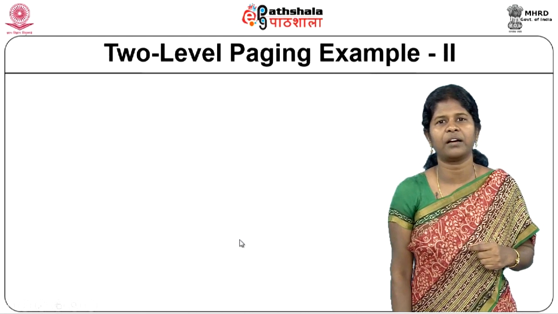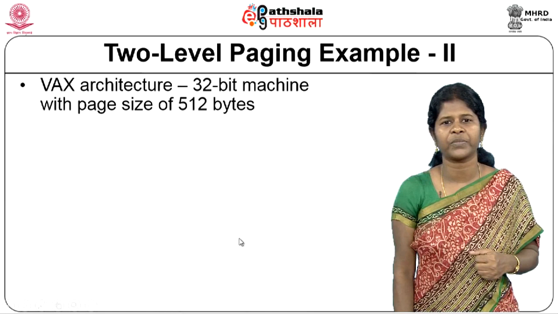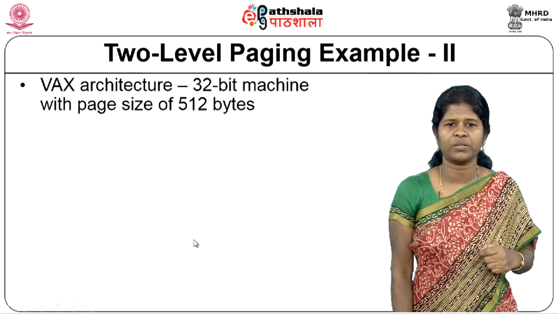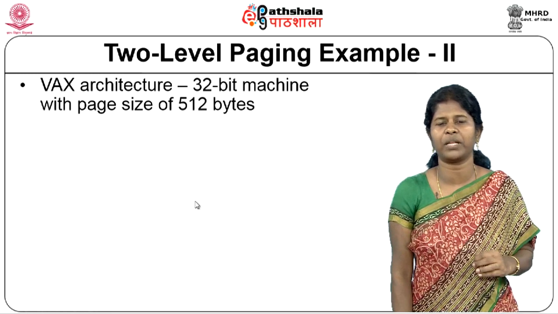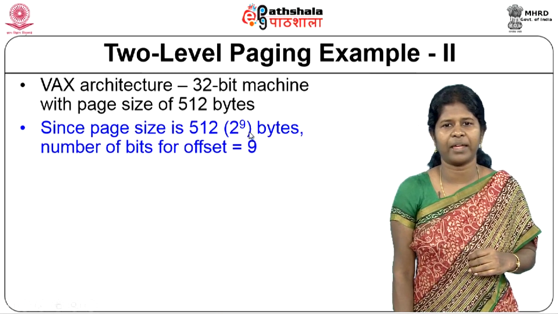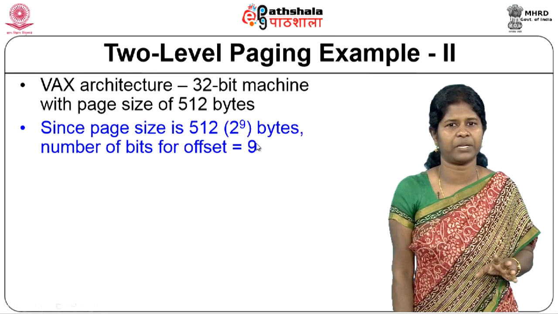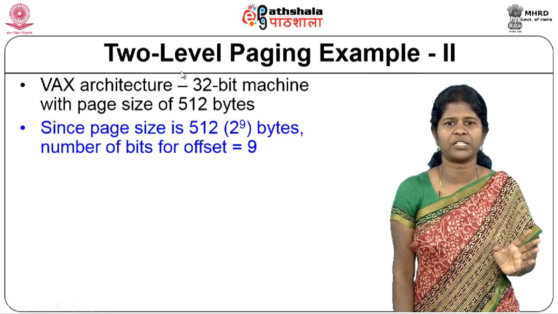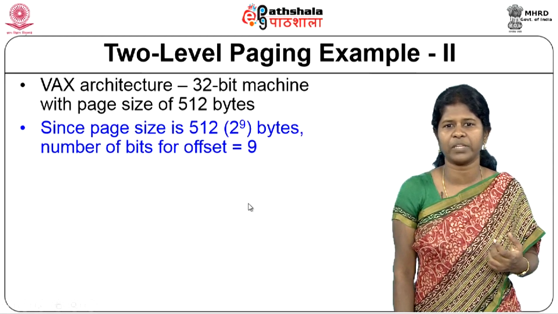So, here we have seen two-level paging. We will see one more example of two-level paging which is being used in the VAX architecture. This VAX architecture is a 32 bit machine, but here the page size is only 512 bytes. 512 bytes is nothing but 2 power 9, and hence the number of bits that will be used for the offset is only 9 bits. If 9 bits are used for the offset, you will have the remaining bits which can be used for the page number.